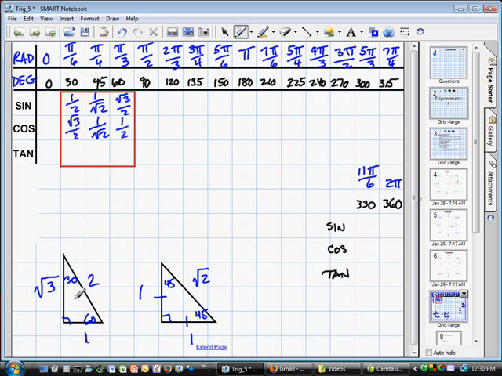Tangent 30, leg opposite over leg adjacent. Tangent 45, leg opposite over leg adjacent. And tangent 60, leg opposite over leg adjacent. Okay, there's our core, and everything's positive in the first quadrant, so we know all the signs are positive here.